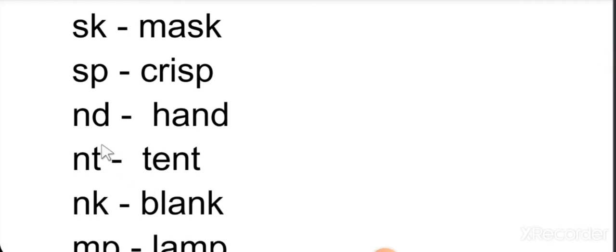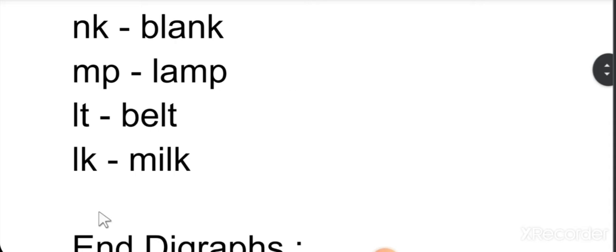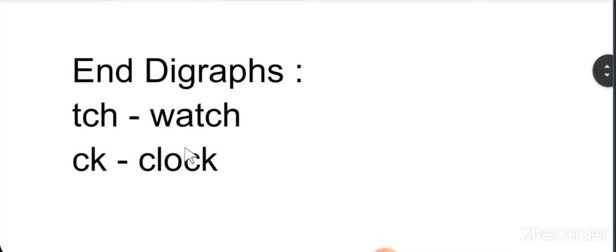ND as in hand. NT as in tent. NK as in blank. MP as in lamp. LT as in belt. LK as in milk. Similarly, end digraphs.